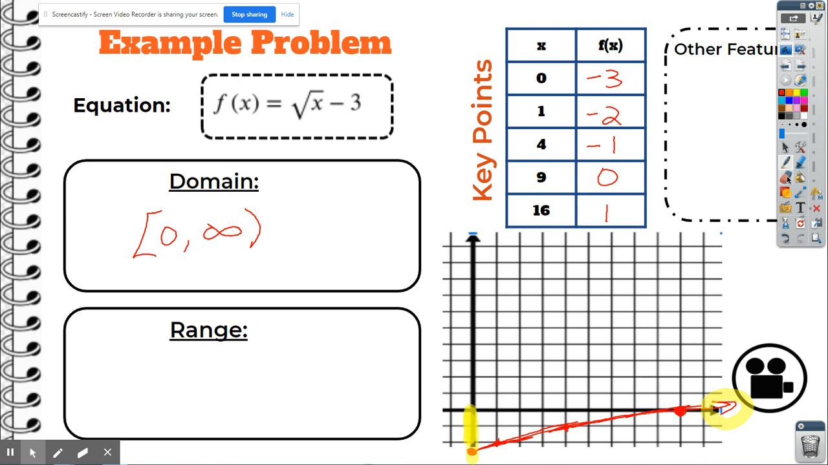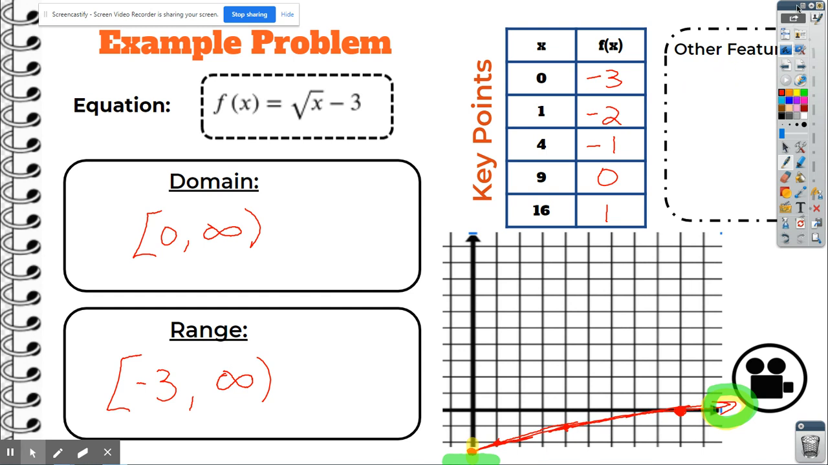Range, so let's take a look at our range portion. If I take my little highlighter and highlight according to the y, the lowest y, I still have this arrow here because it keeps increasing this way. So I'm going to have a low value, but not necessarily a high value. So my range includes negative 3, and it goes on to positive infinity. That would be my range for this function.